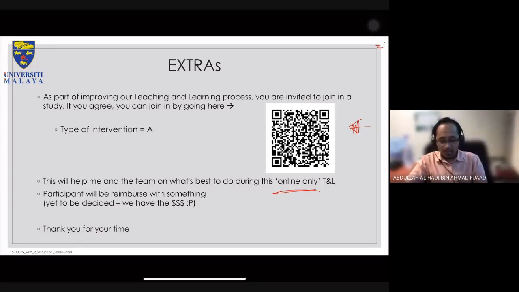Okay, and since it's COVID and we have a grant for this, we are thinking of reimbursing the participants, okay, by giving something which we have not yet decided, because we need to talk to the grant provider whether we can actually do this or not. But that is something that we are planning to do. Okay, so if you want to participate, again, just scan the QR code.